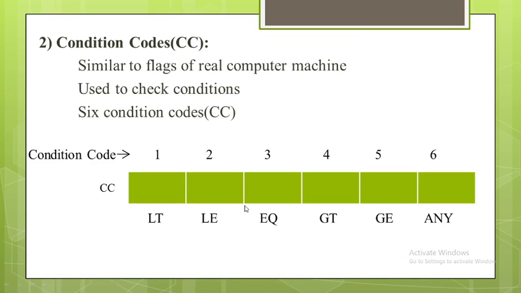The second component of SMAC0 is condition codes. They are similar to the flags of a real computer machine and mainly used to check the conditions. There are 6 condition codes available which are reflected after the comparison of 2 values. In this diagram, I have shown 6 condition codes which are LT, LE, EQ, GT, GE and NE with corresponding codes 1 to 6 respectively. Now we will see each and every condition code in detail.